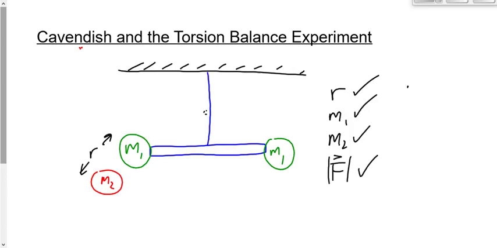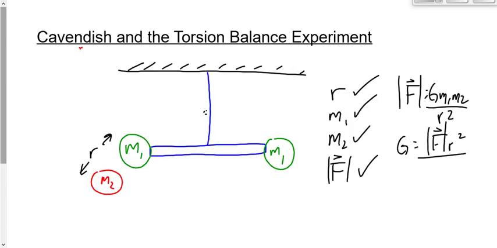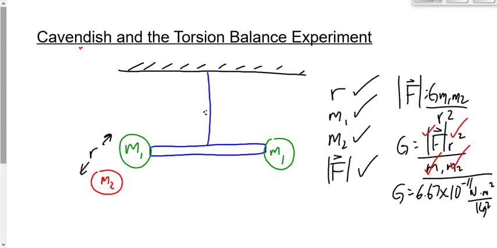Now, if you look at the equation that Newton came up with, all we've got to do here now is rearrange it. You know what F is. You know what r is. You know what M1 is. You know what M2 is. We can solve for G. And Cavendish, as he does that, gets 6.67 times 10 to the minus 11 newton meter squared per kilogram squared. Does that make sense?